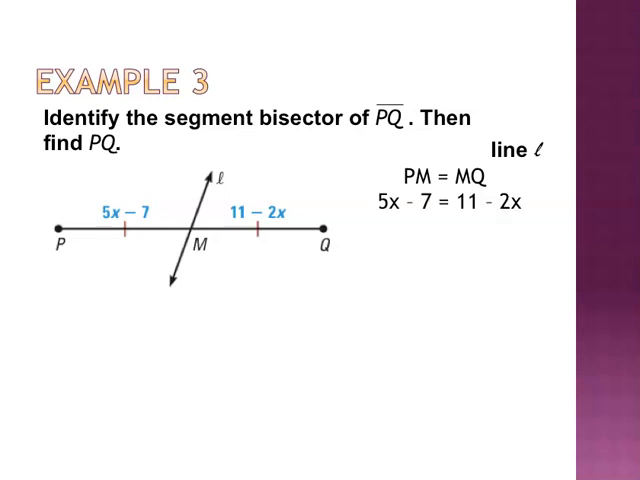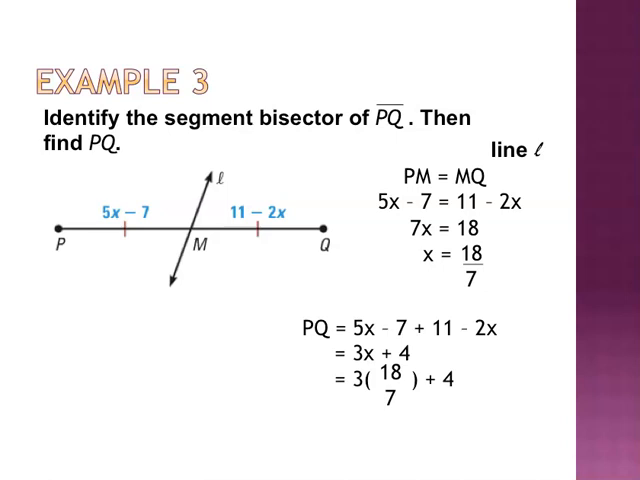Once you have that, we can add 2x to both sides, add 7 to both sides, and we have 7x equals 18. So x is equal to 18 over 7. Now, again, you're not asked to solve for x here. You're trying to solve for the length of PQ. What's the length of PQ equal to? Well, that would be 5x minus 7 plus 11 minus 2x. So we'll go ahead and add those together, and that gives me 3x plus 4. And now, since I know x is equal to 18 over 7, I'm going to substitute that into the expression here. So this is 3 times 18 over 7 plus 4, and if we simplify that, we get 82 over 7. So the length of PQ is 82/7.